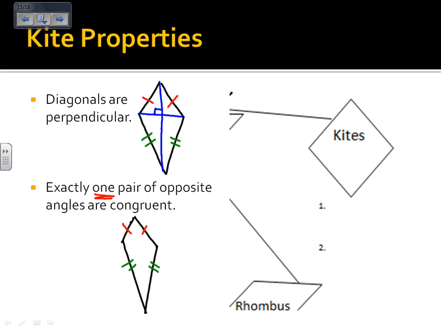The other one is that exactly one pair of opposite angles are congruent. Those opposite angles are the ones that show up in between the two that aren't equal. So they're across from each other on the kite, and they're in between the two that are not congruent.